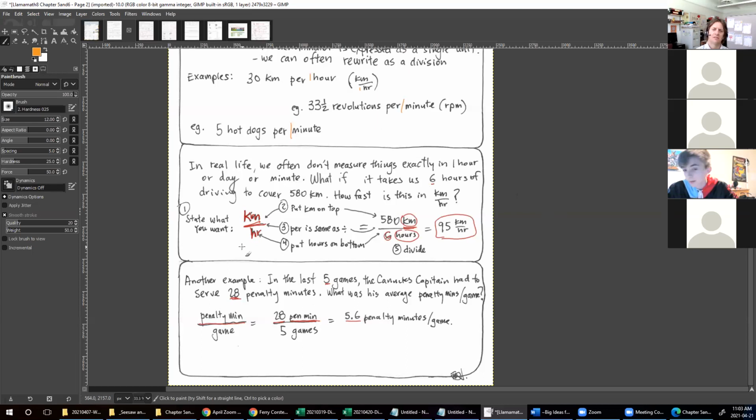So the first step in figuring these out is state what you want. So in this question, what if it takes us 6 hours of driving to cover 580 kilometers, how fast is it in kilometers per hour? I want to state what is the unit that I want in the end? So state what you want, kilometers per hour. That's what I want. It's just asking for that.